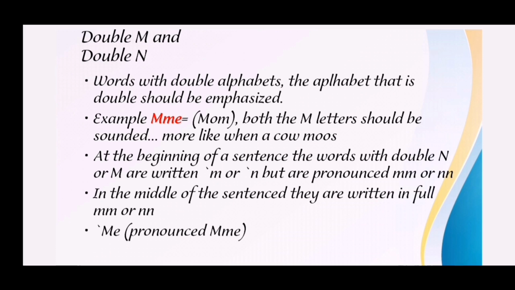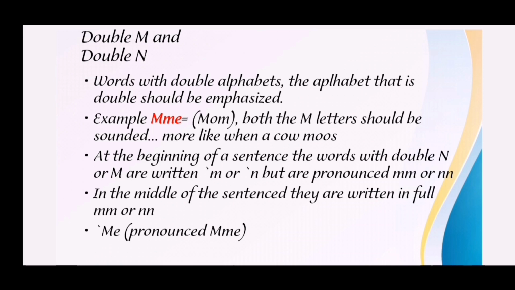So the words with double alphabets, you need to put an emphasis on those double letters. For example, the word for mom is mme. Because there's two M's there, you have to sound both of the M's. So you can't say me, you say mme, more like when we hear a cow moo. It doesn't say moo, it says mmoo. So you drag on the M. Whenever there's double letters, that's what you do. You put emphasis on those letters when you're saying the words.